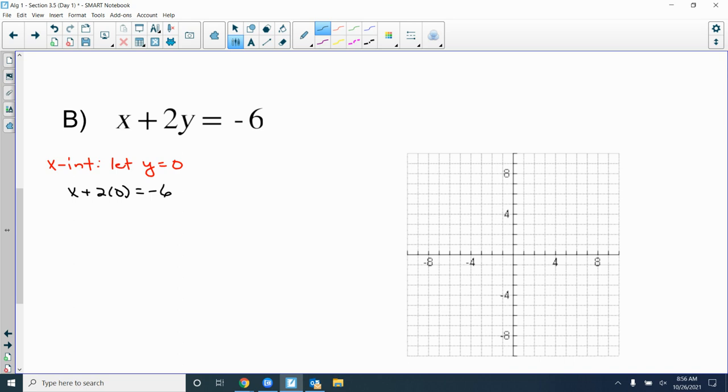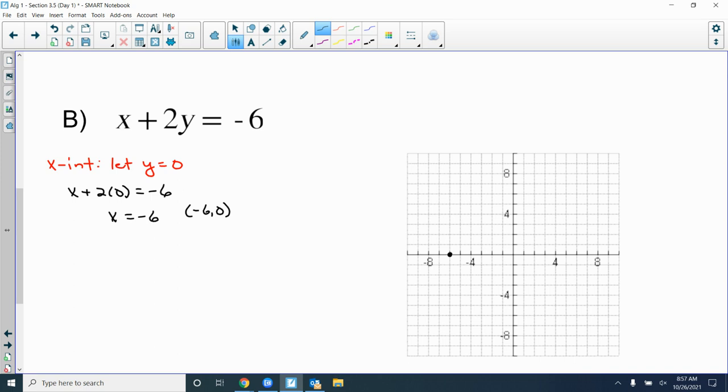All right, what's that going to simplify down to there when we're done here? Juan, what do you think? X equals negative 6 is 2 times 0 is 0. We get x equals negative 6. I'm going to make this the point negative 6 comma 0. So negative 6, 0. I'm going to put a dot there.